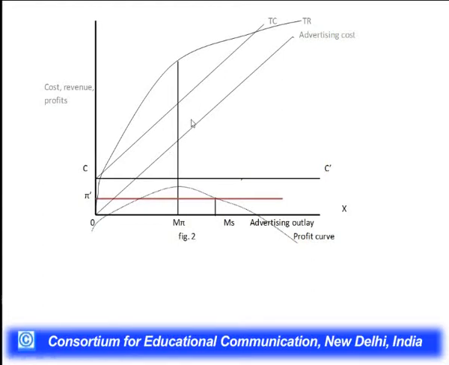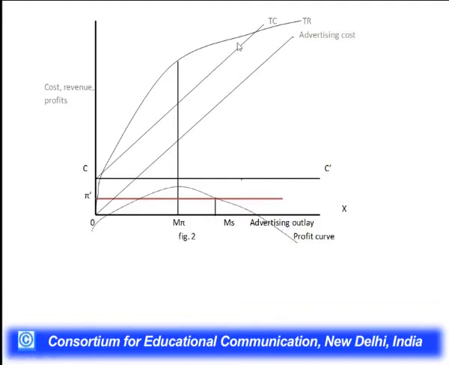Now, when we add this advertisement cost to the total production cost, we get the total cost curve. So, it will be parallel to the advertisement cost line of 45 degrees.